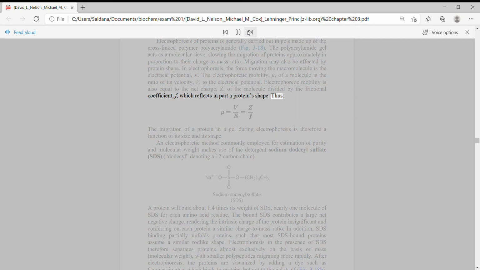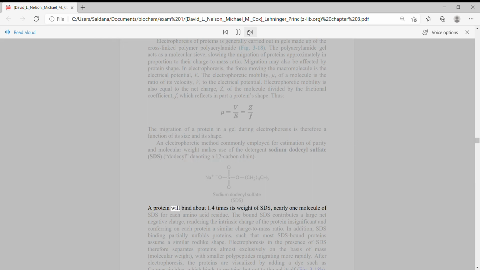Thus, the migration of a protein in a gel during electrophoresis is a function of its size and its shape. An electrophoretic method commonly employed for estimation of purity and molecular weight makes use of the detergent sodium dodecyl sulfate, SDS, dodecyl denoting a 12-carbon chain.